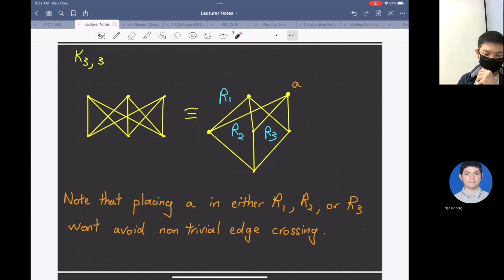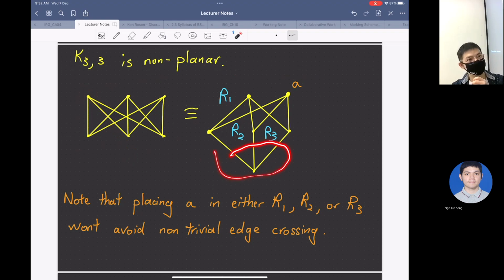Okay. So last time, recall that we showed that K33 is non-planar. So I try to find a planar representation for this graph. I try to find a representation that reduces the edge crossing. First, I take this edge and I move it down. Right? I take this edge and I move it down.